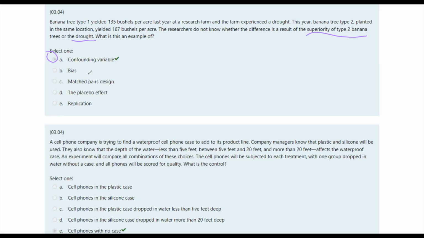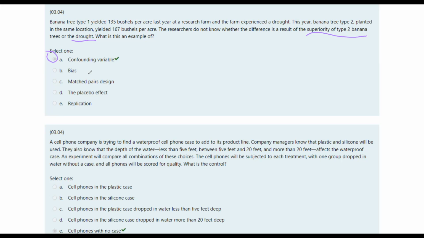A cell phone company is trying to add a waterproof cell phone case to its product line. Company managers know that plastic and silicone will be used. They also know the depth of the water, more than 20 feet, affects the waterproof case. An experiment will compare a combination of all these choices. The cell phones will be subjected to each treatment, with one group dropped in the water without a case, and all phones will be scored for quality. What is the control?